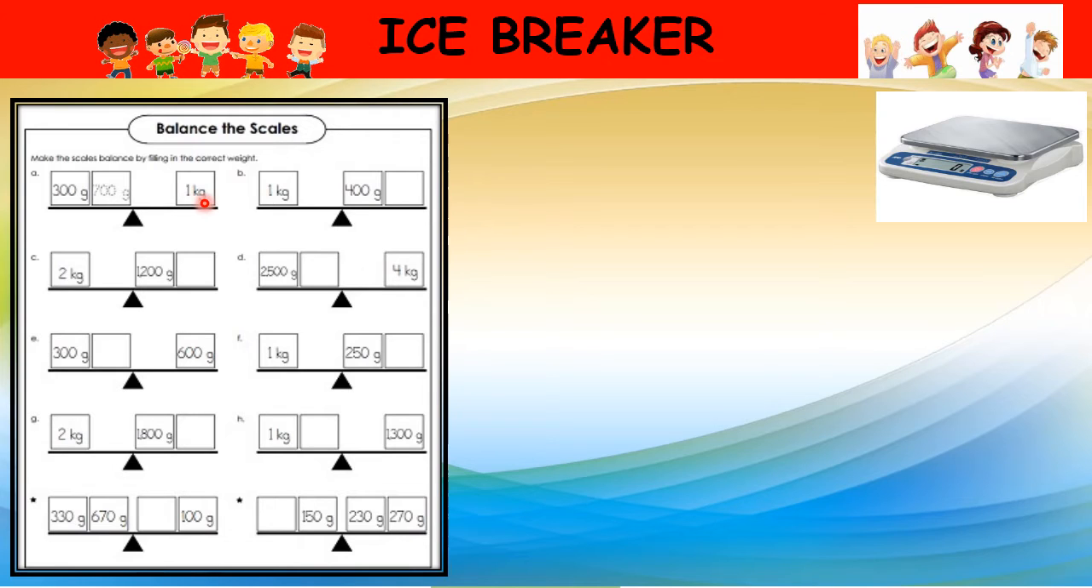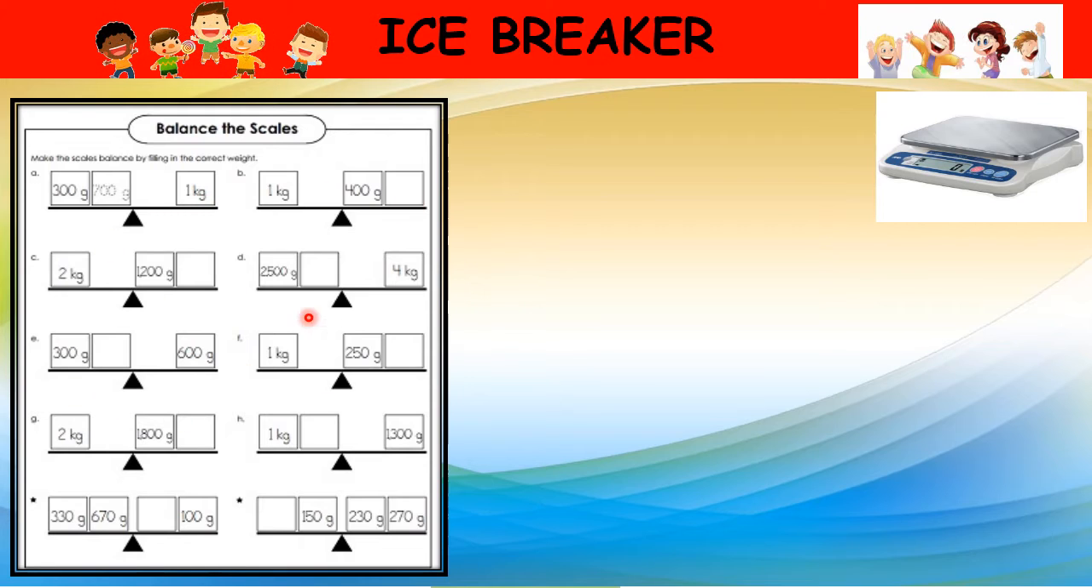So 1 kg is equal to 1000 grams. 300 grams are already here. So 1000 gram minus 300 gram, that is equal to 700 grams. So 700 grams will be balancing this scale. Same way you have to find out all the answers.